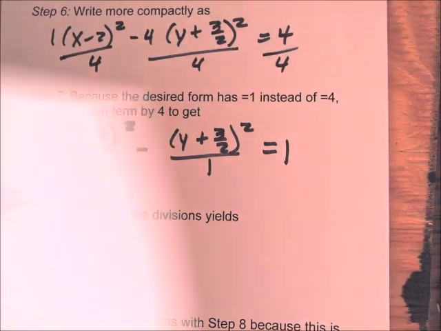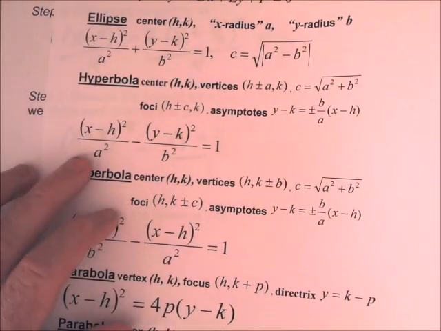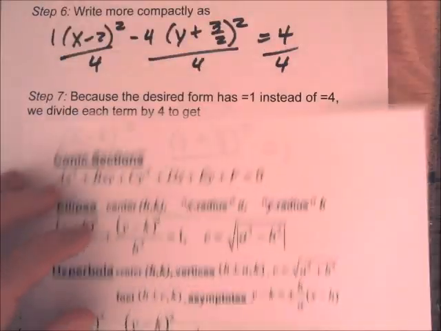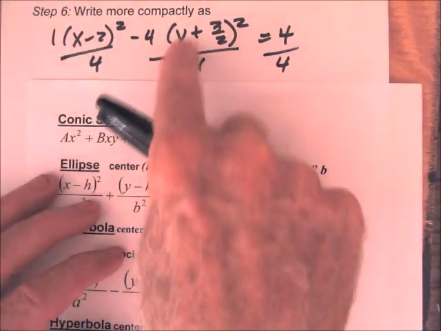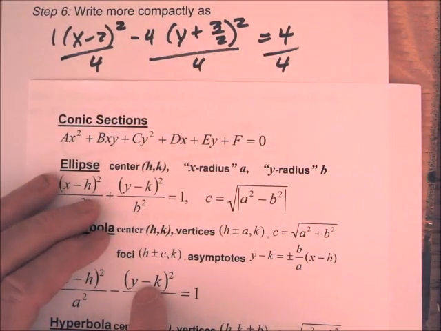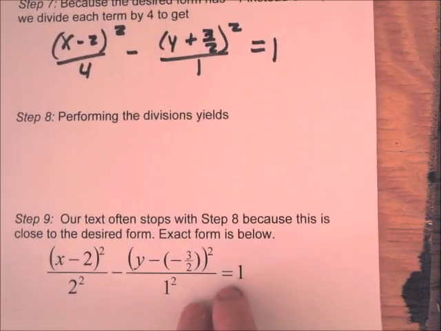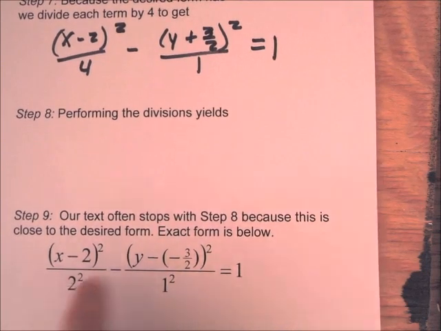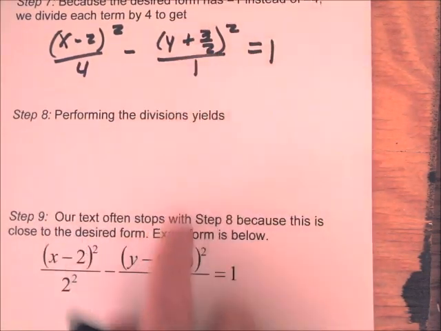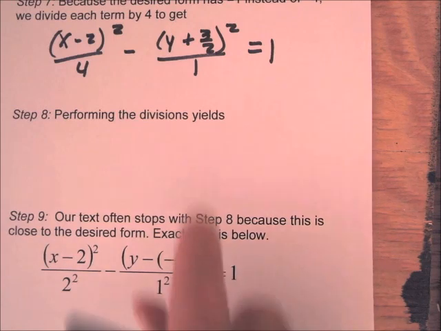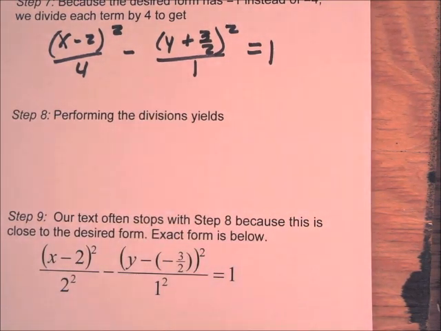But in the standard form, on the bottom, instead of a number, we have a number squared. Also, inside parentheses, instead of a plus sign here, we have a minus sign there. So if you want to exactly match it to standard form, you can write 4 as 2 squared, and adding 3 halves is the same as subtracting negative 3 halves. Write 1 as 1 squared, and now it's in the form that we can identify the features.